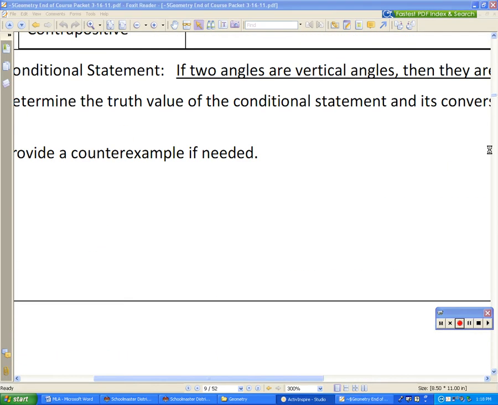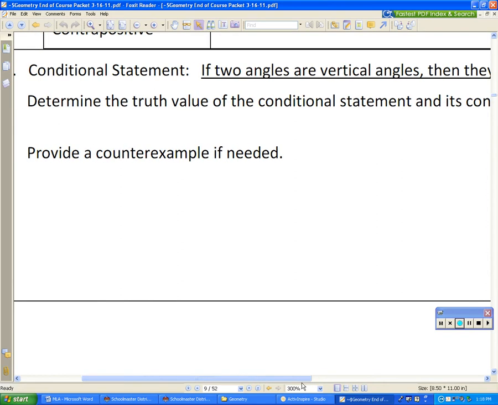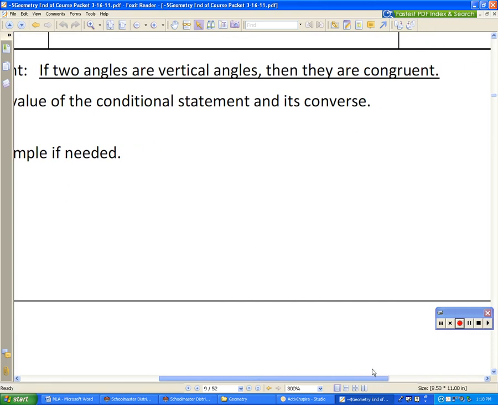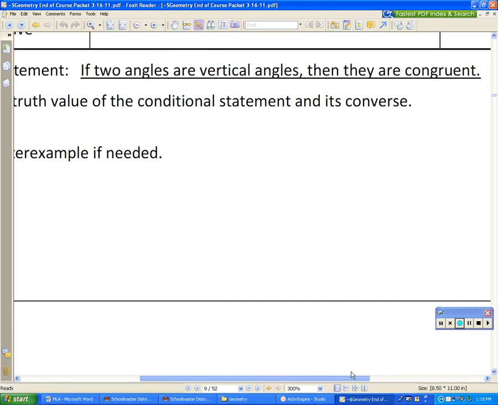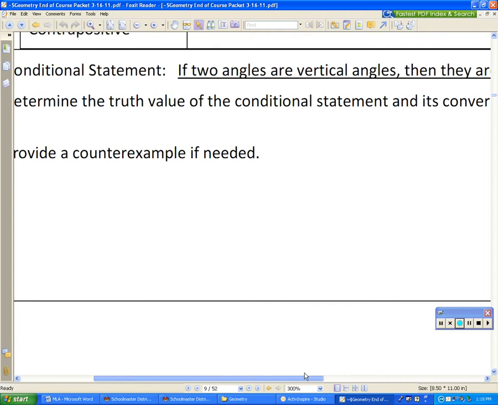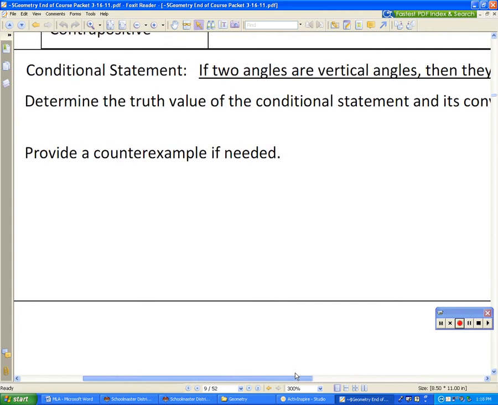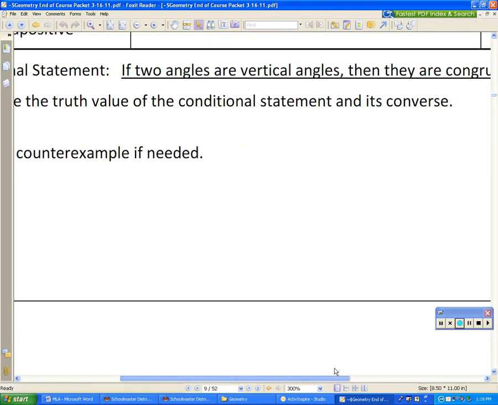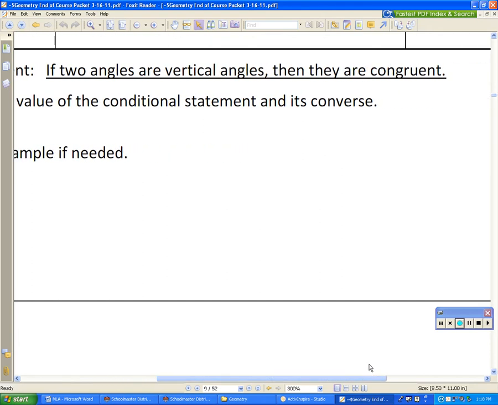Okay, so now let's play again. What do you do? So this conditional statement says if two angles are vertical angles, then they are congruent. Okay? Write that down. And then this says, determine the truth value of the conditional statement and its converse. So what is the truth value of this statement? If two angles are vertical angles and they are congruent, that is true.